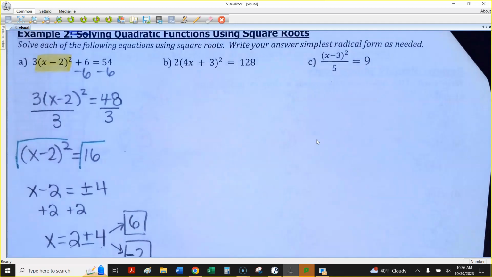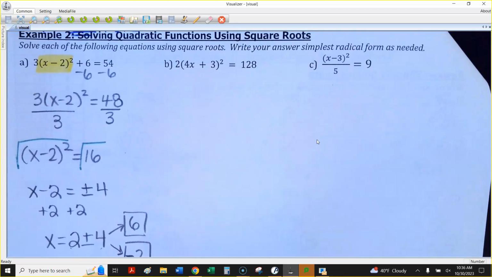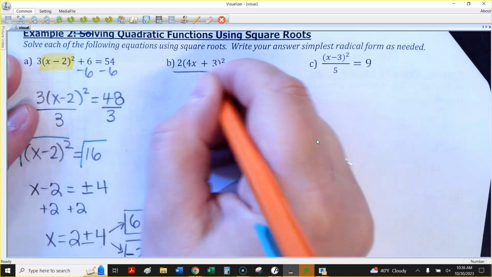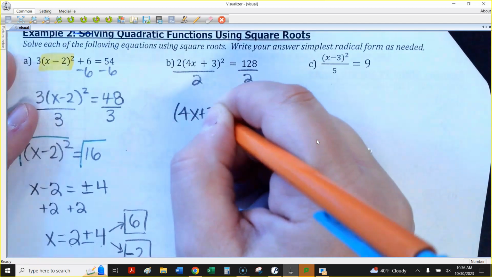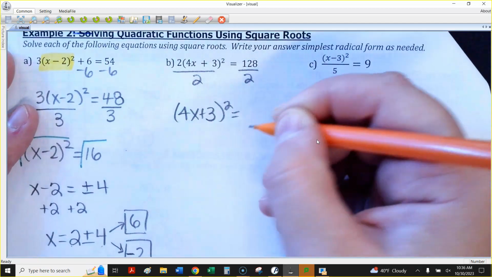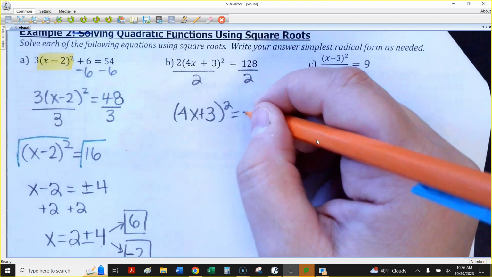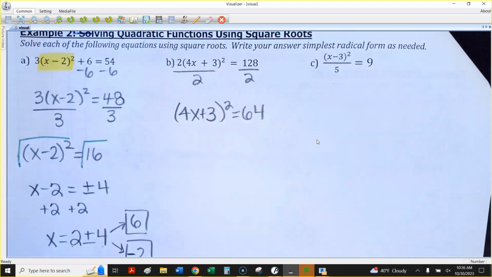All right, what would I do? Just somebody raise your hand and tell me, what would you do first for the equation I got there in the middle? I've got 2, and then in parentheses, 4x plus 3, that's squared equals 128. What would you do first for that question? What do you think? Divide by 2. Right. So I got 4x plus 3 squared equals, oh, what is that, 64? I think so. Okay. What do I do next?